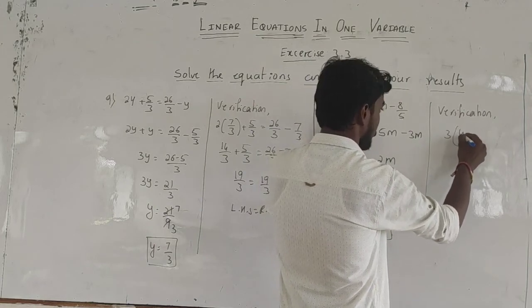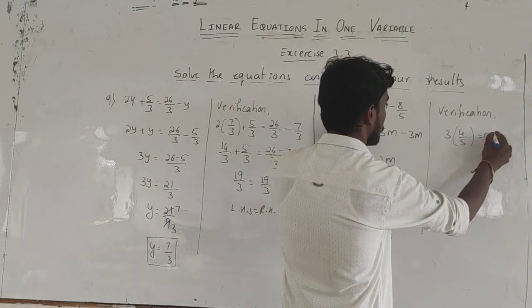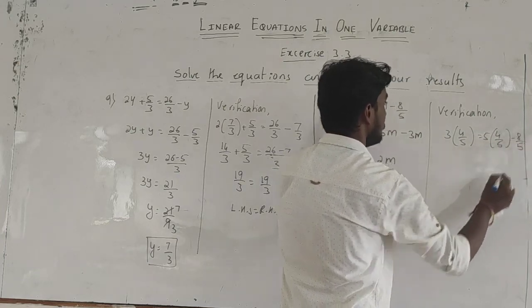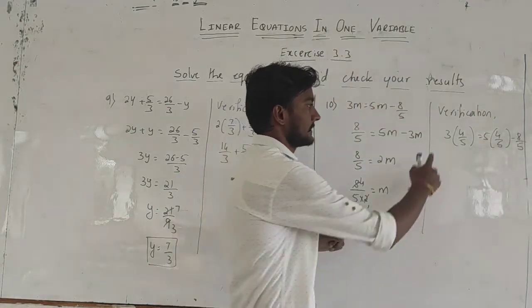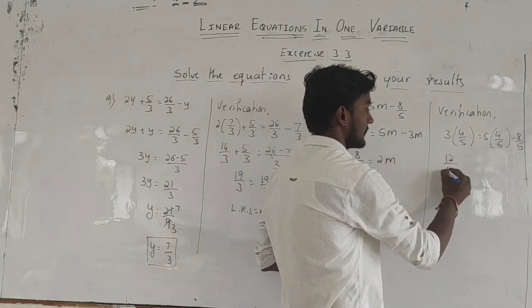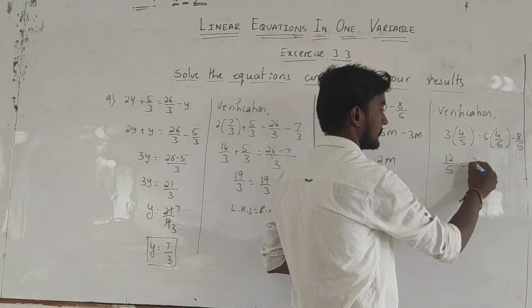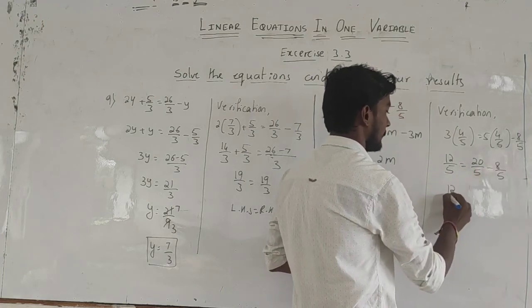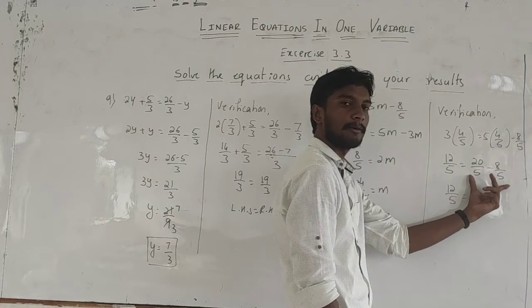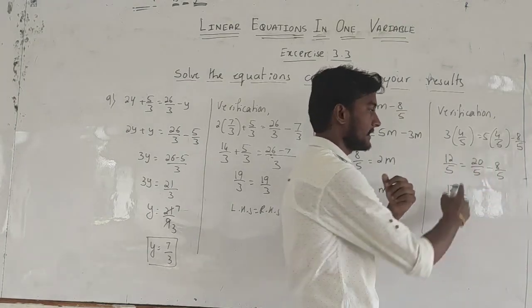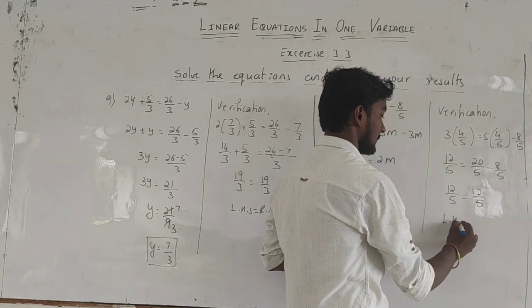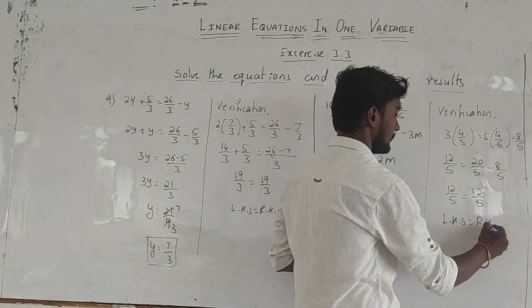You have to make the verification here. 3 into m value is 4 divided by 5, is equal to 5 into 4 divided by 5 minus 8 divided by 5. 3 fours are 12 divided by 5 is equal to 5 fours are 20 divided by 5 minus 8 divided by 5. The denominators are same, subtract the numerator, 20 minus 8 is 12 divided by 5. Therefore, LHS is equal to RHS.